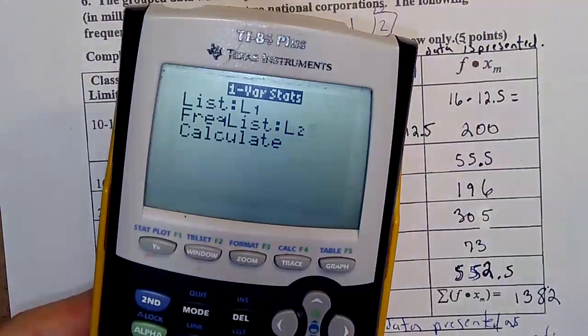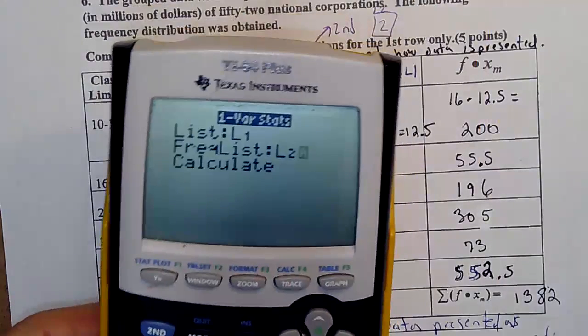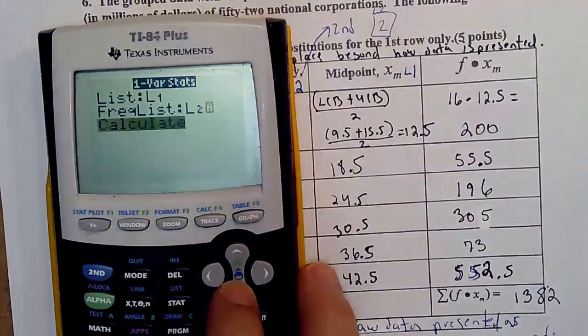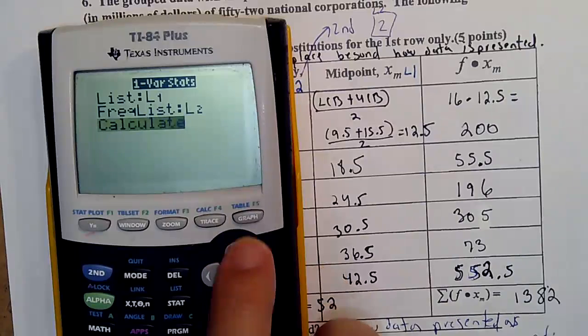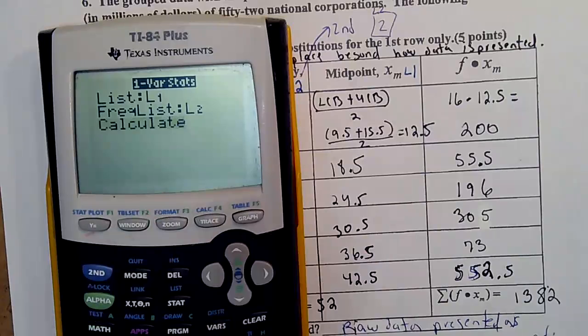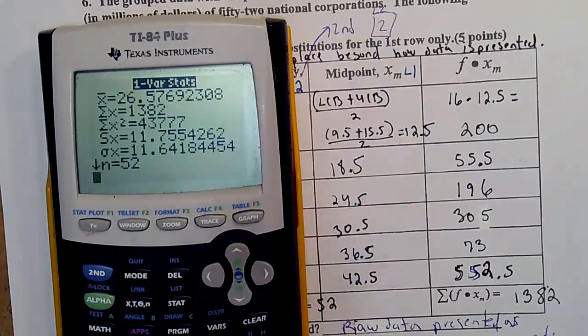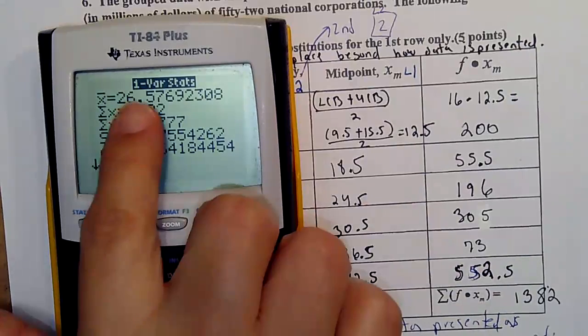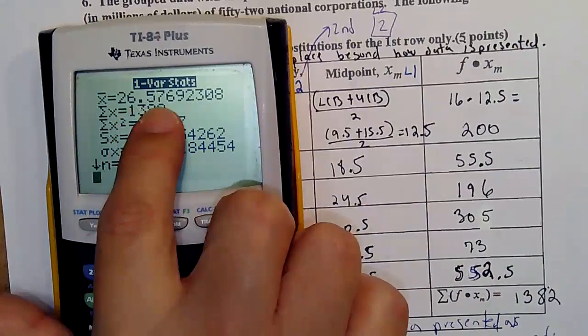See what happens? And then you just have to remember, whenever you do future calculations, you'll have to clear that, because otherwise you'll make mistakes, right? You want to make sure you clear that for future calculations. This is only when you're calculating the mean of a frequency group distribution. Okay, and then hit calculate, and here is our mean, 26.5.